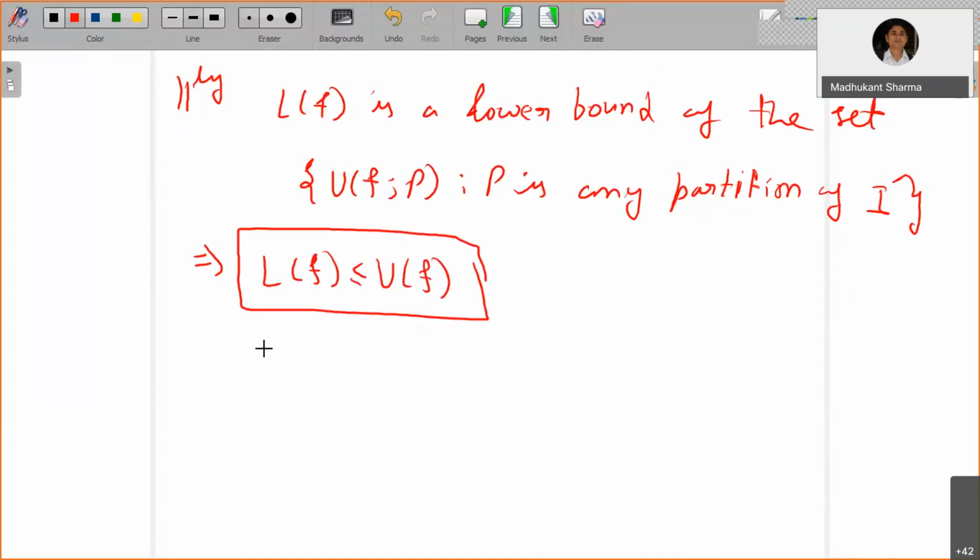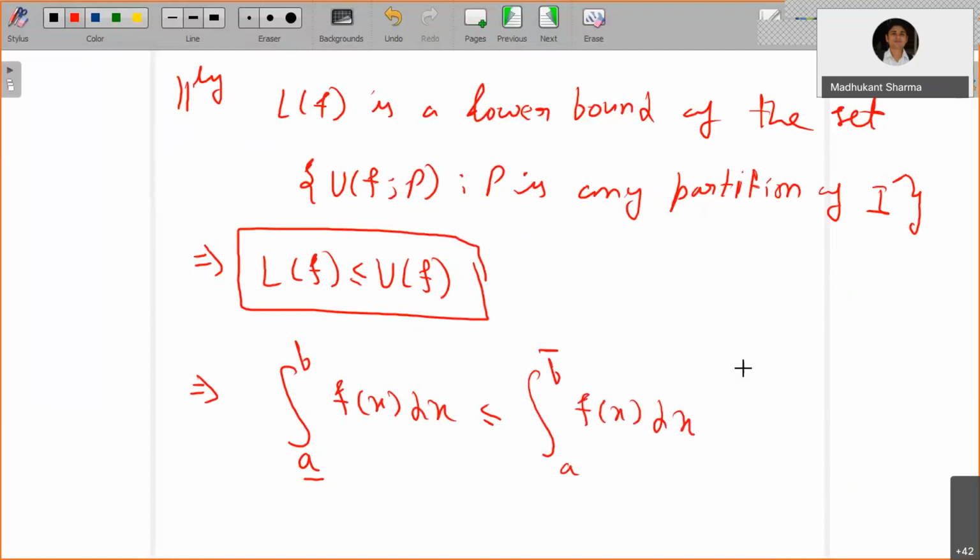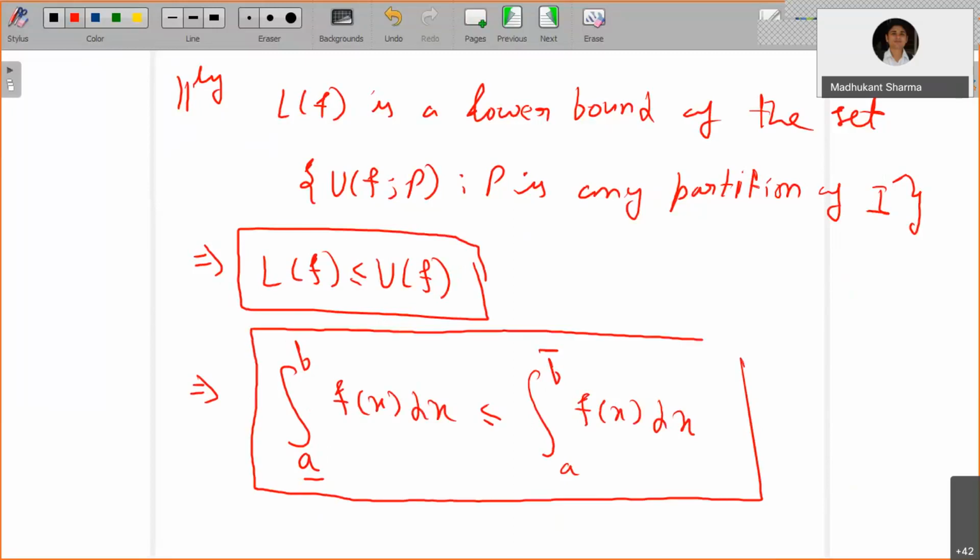So what this tells us, if we write it in the notation, is that the lower Riemann integral is going to be less than or equal to the upper Riemann integral. So this inequality always holds. Whenever these two become equal, then we say that f is Riemann integrable, and we denote it by the integral from a to b of f of x dx, that number value.